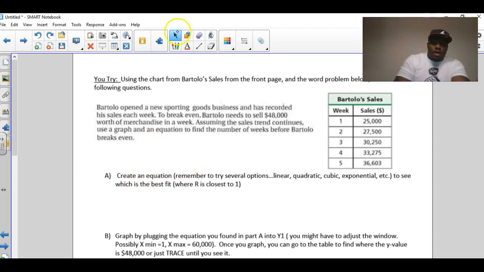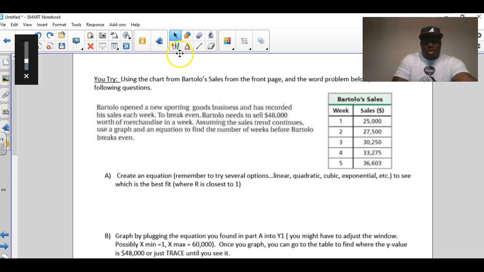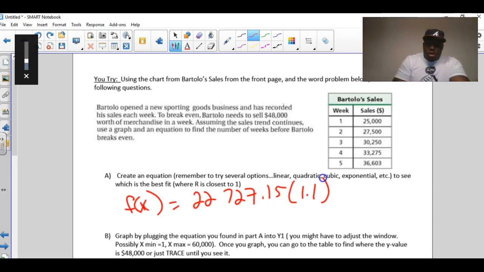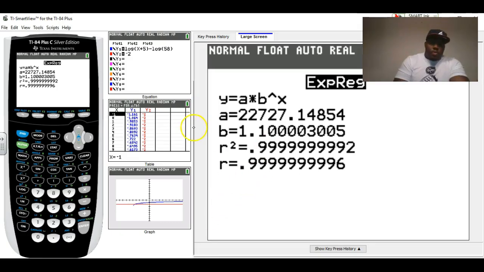We already did that. The equation we created was f of x, or y, guys. You can say y. But f of x equals 22,727.15 times 1.1 raised to the x. Now, I know you're wondering where we got this equation from. Remember, right here on the calculator, we did this when we entered our information into the calculator, and then we graphed it.